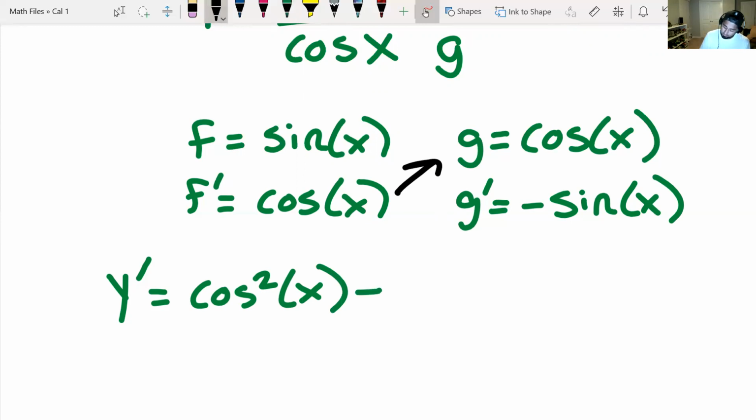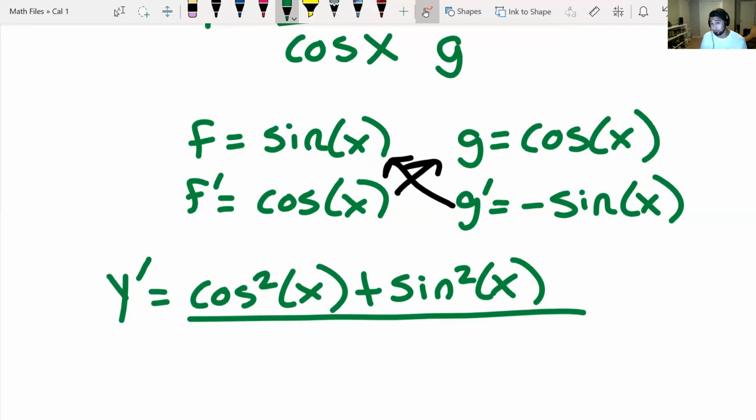Minus negative sine times sine is negative sine squared. But this negative is waiting out here already. So negative and negative will make positive. So you'll get sine squared x over the original denominator of cosine x squared. Okay.